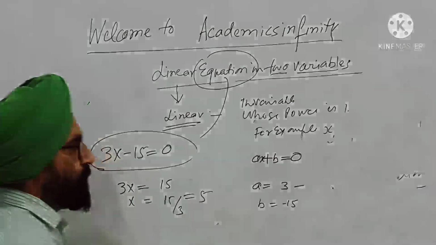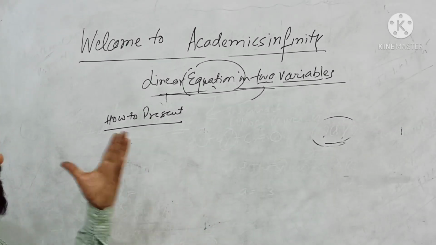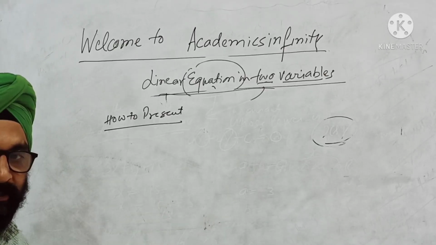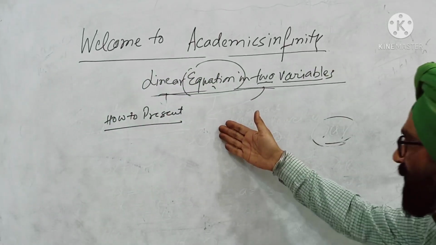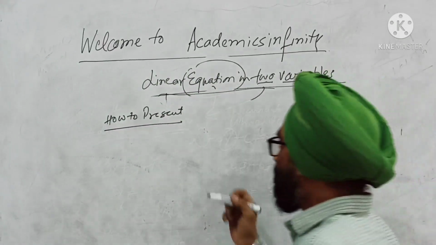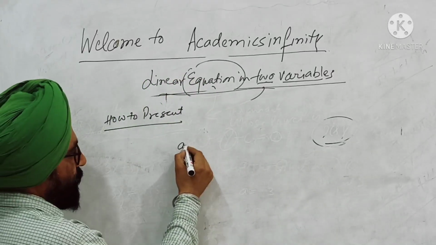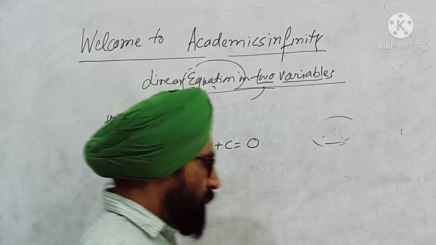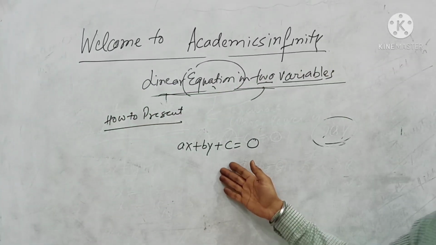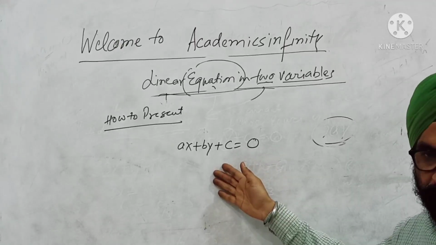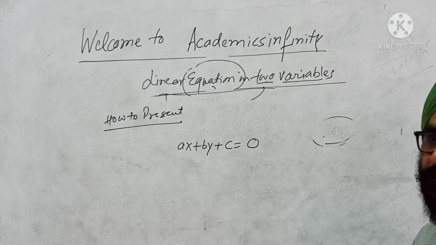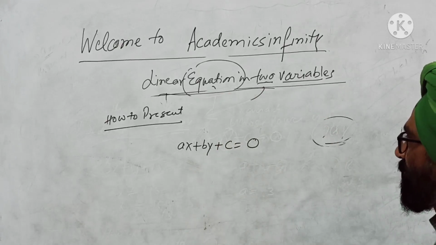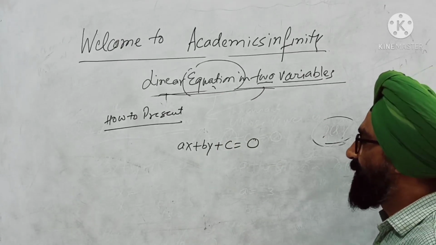So we are going to start the next topic of the linear equation, that is the linear equation in two variables. How to present the linear equation in two variables? In the mathematical form or the standard form it is ax + by + c = 0. First we will discuss about this equation. Is it linear? Is it an equation? And in this equation there are two variables. The three things are there: two variables, linear and equation.